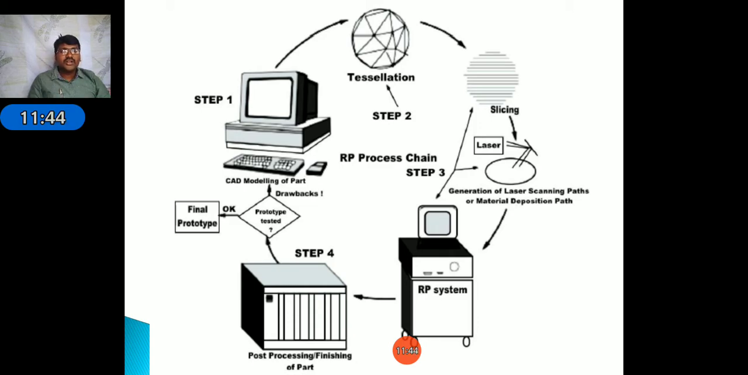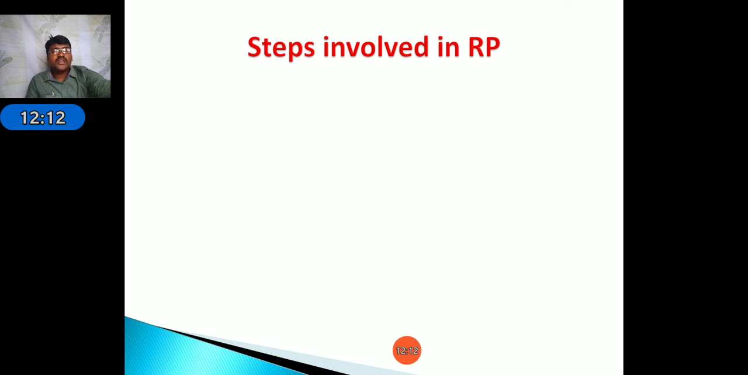After that, we remove the part from the RP system and do post processing, that is finishing and cleaning. After that we have to test the prototype. If it is accepted, okay; otherwise we can make changes based on the feedback. This is the process flow in RP, that is rapid prototyping. Next, coming to the steps involved in RP.